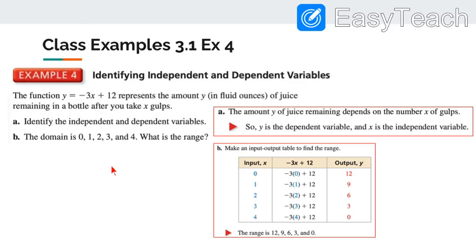You'll have to get to a point where you'll read a situation, a word problem, identify the independent and dependent variables, and then figure out what maybe the range is or the domain depending on what things you have. So this one's a little bit easier because it does give you an equation right away. Remember, inputs are x, outputs are y's. So this is telling you that the function represents the amount y of juice remaining after you take x gulps. So x is the number of gulps, so x is independent, and y is the dependent, because it's what depends on how many times you took gulps in that case.